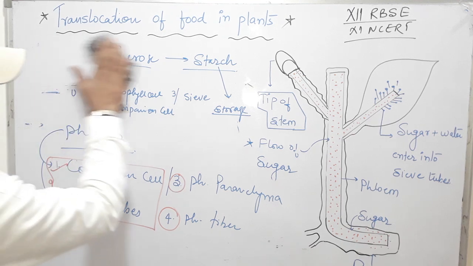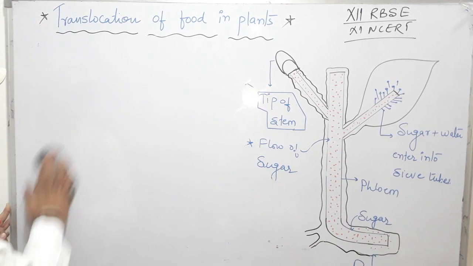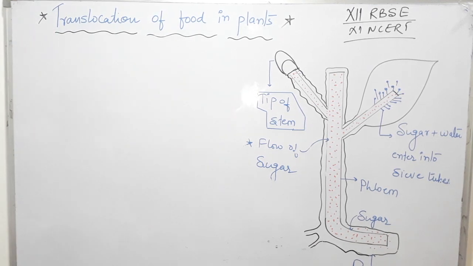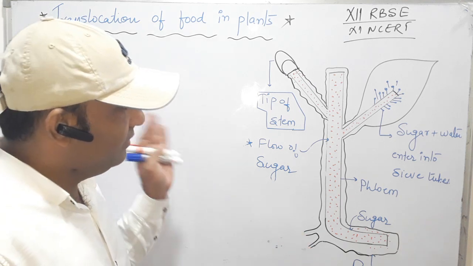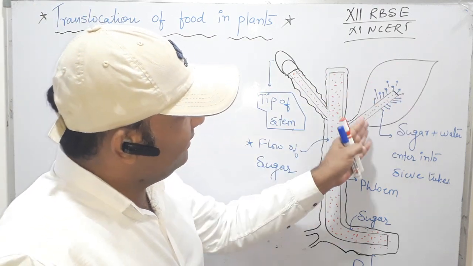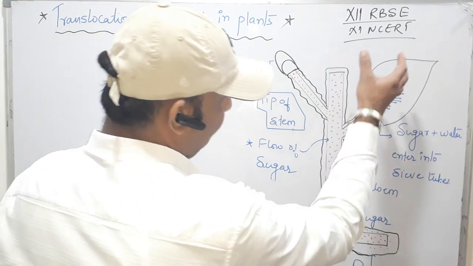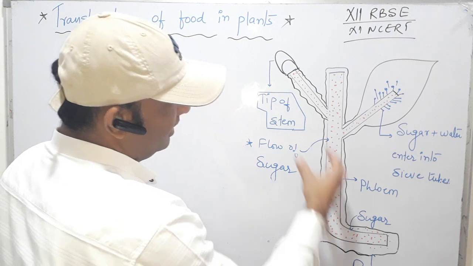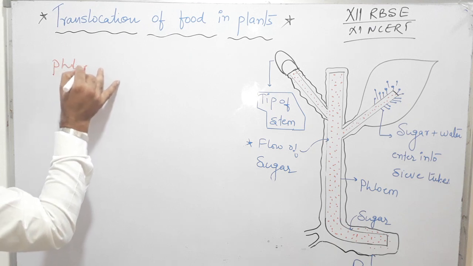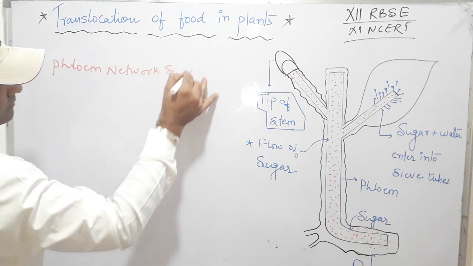The next topic is the mechanism of translocation. First we take the diagram, after that we will take the ray diagram. So first, the diagram: it is a leaf. In the leaf, the cell is called the mesophyll cell. From the mesophyll cell to the different parts of the plant, the phloem network system is present. The name of this network system is the phloem network system.